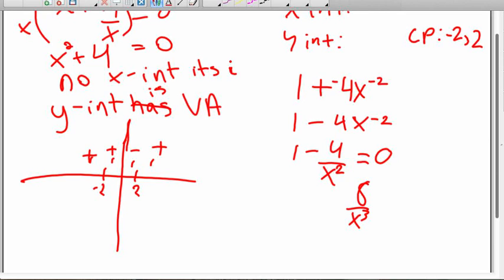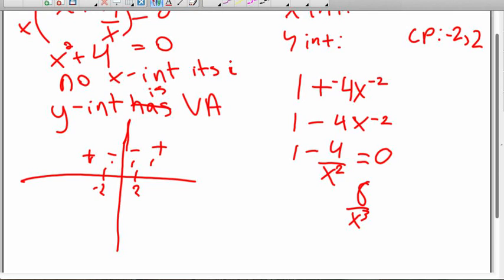Wait a minute, I did something wrong there. Oh, sorry, it should be negative here. There we go, that's negative. And then you need to find your y values at each one of these, which will give you a point to hang on to.